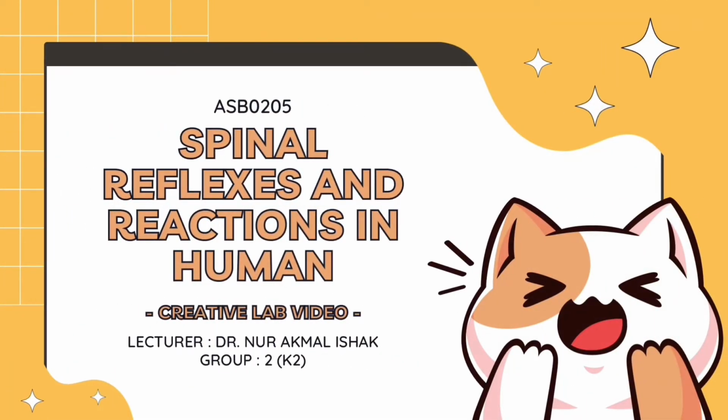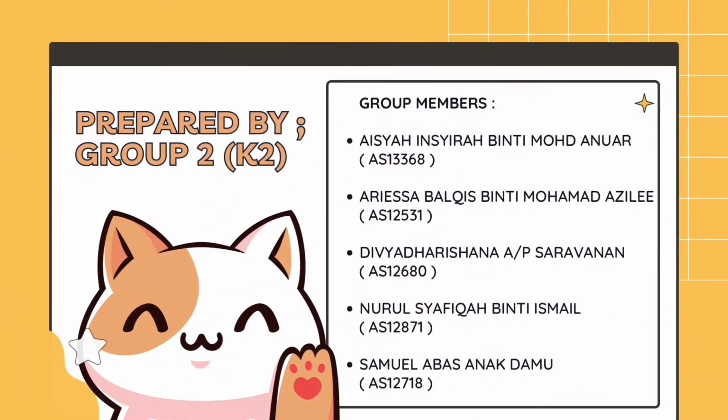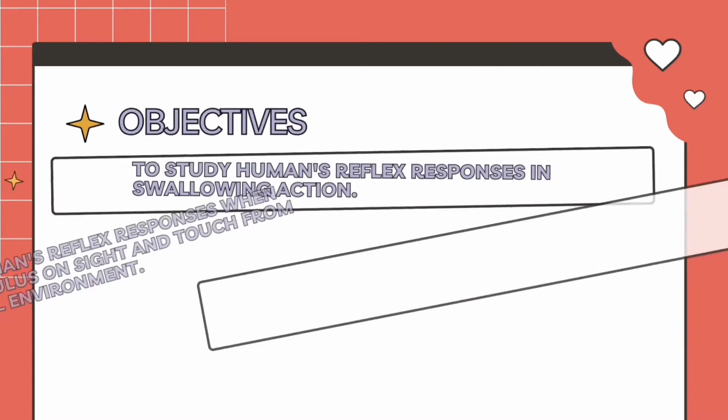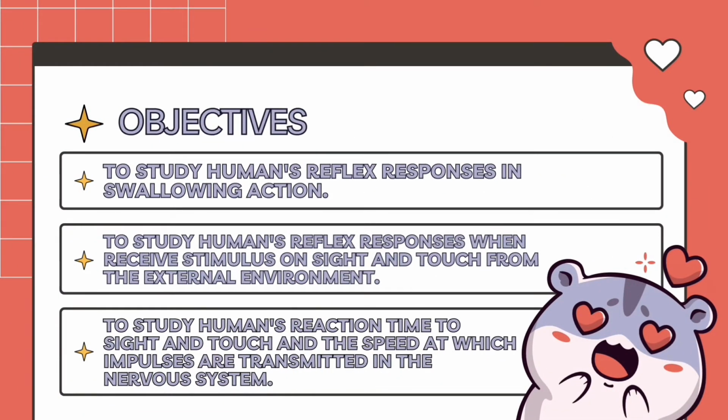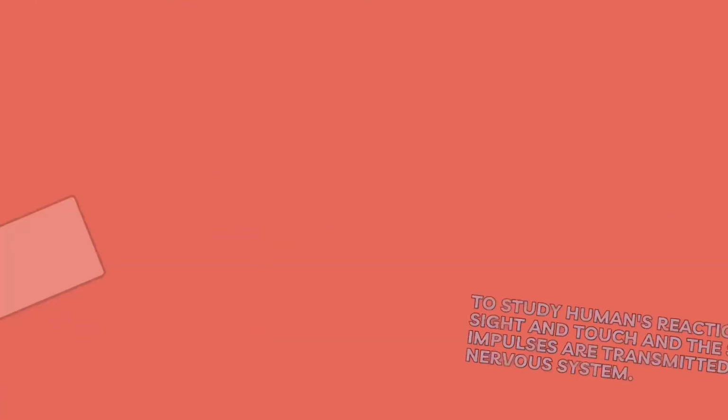So for today our group, which is group 2, will be presenting our lab 6, which is spinal reflexes and reactions in human. This experiment consists of three objectives. First, to study humans' reflex responses in swallowing action. Second, to study human reflex responses when receiving stimulus on sight and touch from the external environment. And lastly, to study human reaction time to sight and touch and the speed at which impulses are transmitted in the nervous system.